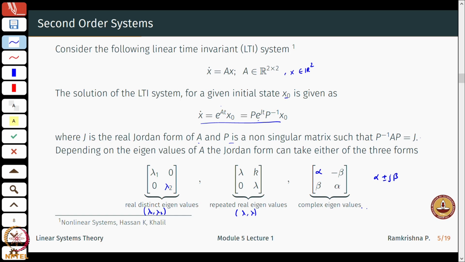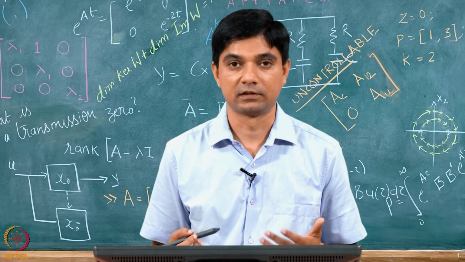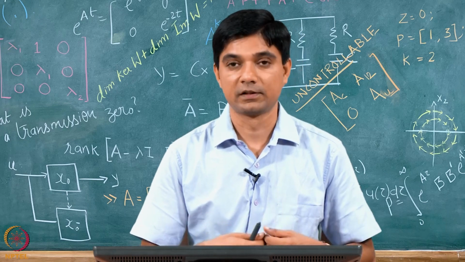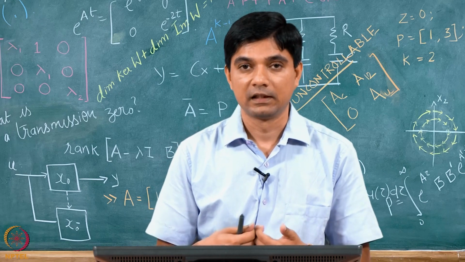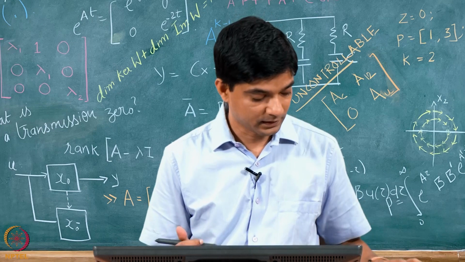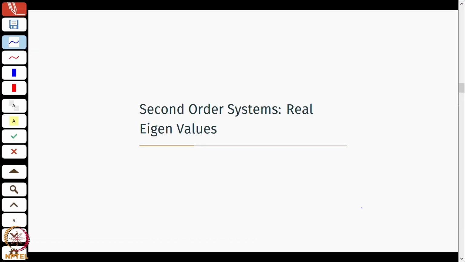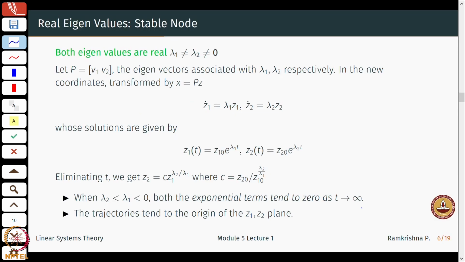What does each of these eigenvalues signify? Is there just information on stability, or is there a little more information than that? And when do these cases actually occur? First, let us start with the case of real eigenvalues. What does it mean? Both eigenvalues are real, and they are both non-zero. We will come to the case of zero eigenvalues a little later.